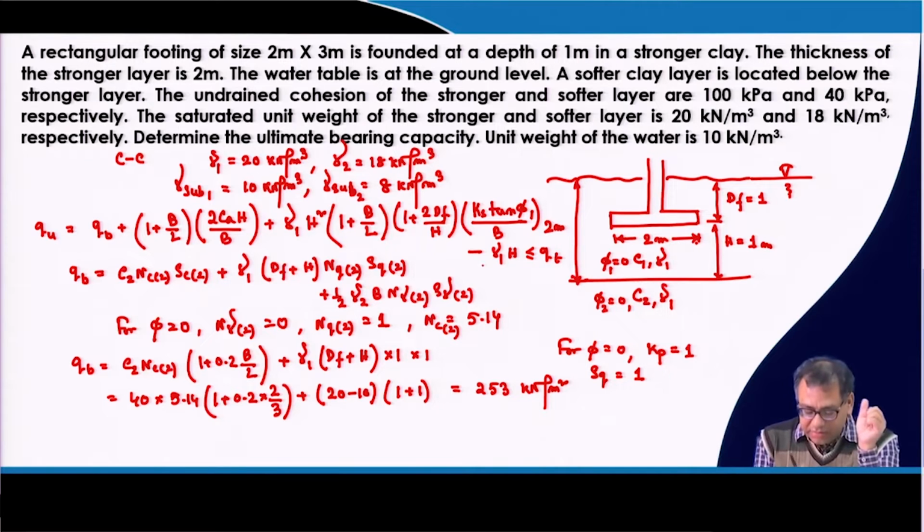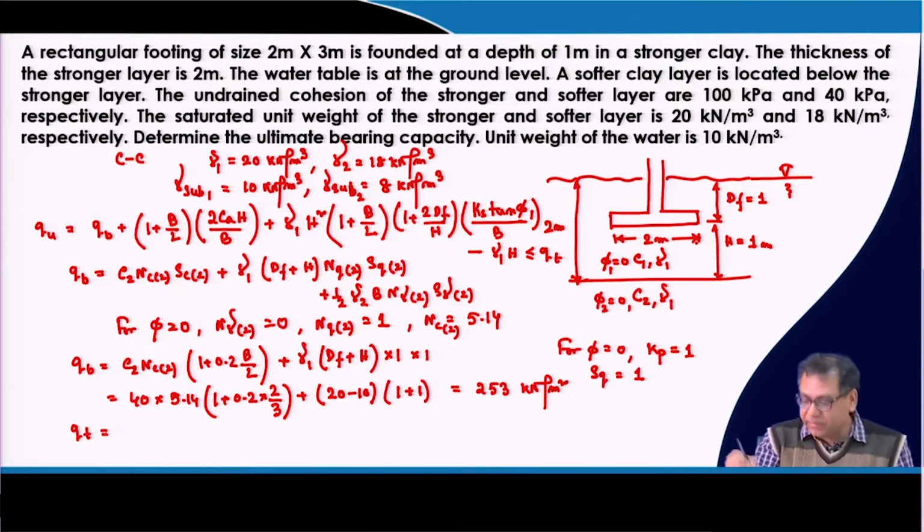But if during the calculation of QB you do not consider the h effect, you consider only gamma 1 into df, then there is no need to subtract this gamma 1 h. Either you subtract it during the QB calculation or you subtract it from your basic QU equation, do not subtract twice. So, this is 253. Now I will calculate the QT.